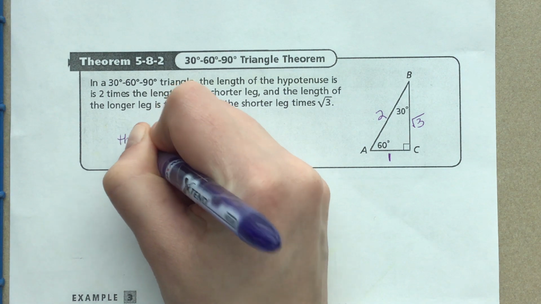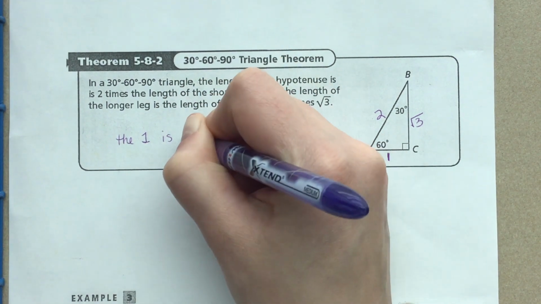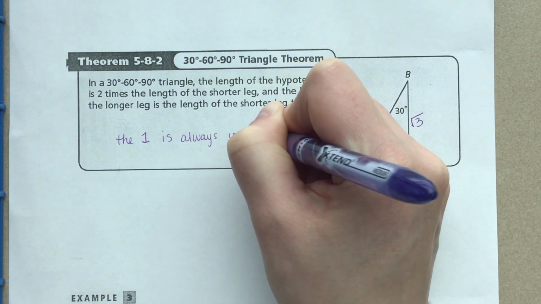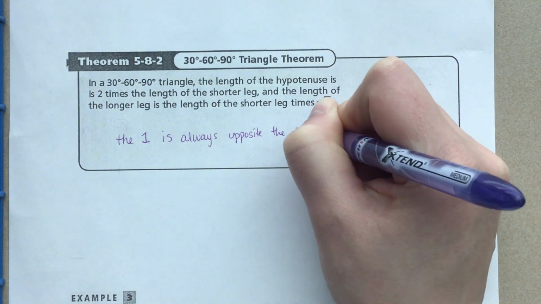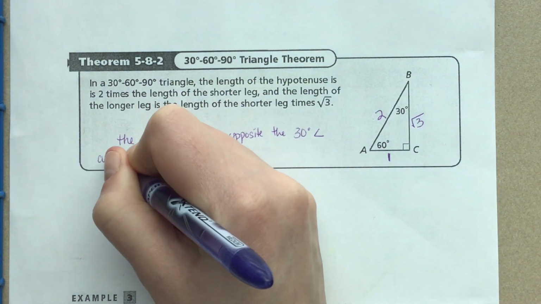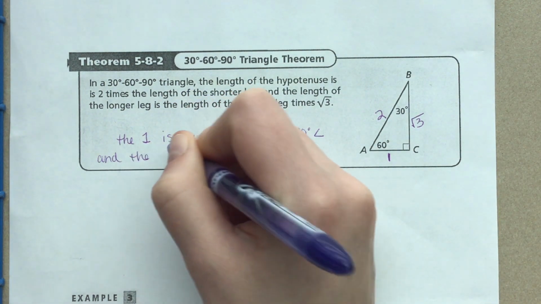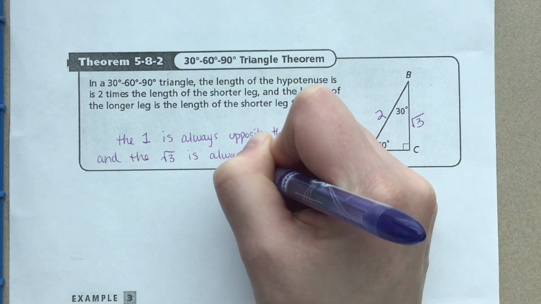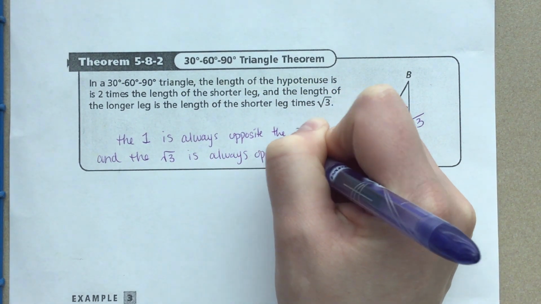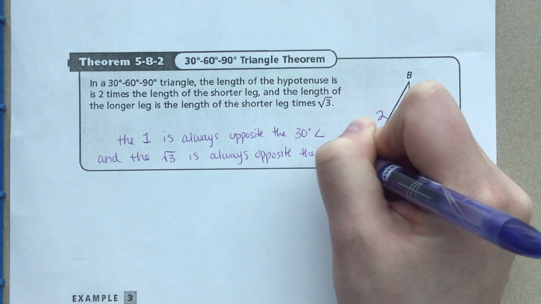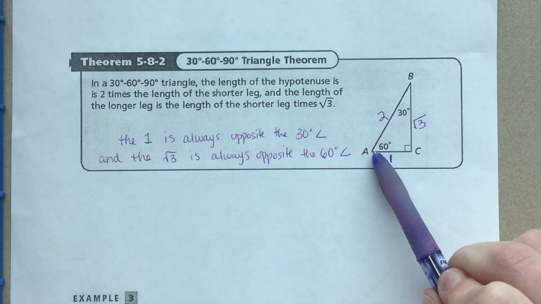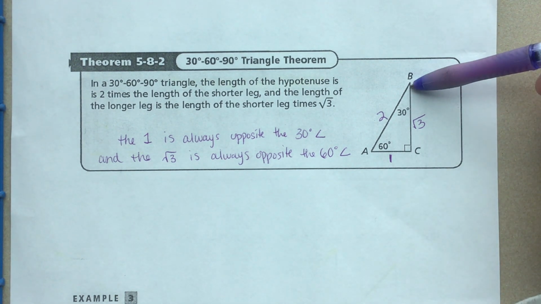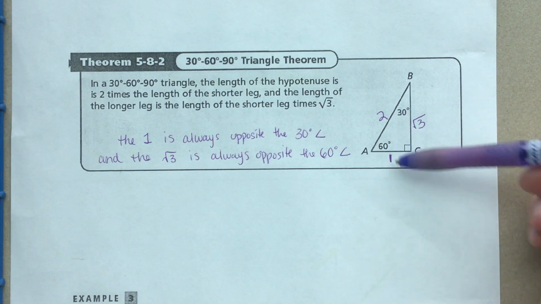The 1 is always opposite the 30-degree angle. And the square root 3 is always opposite the 60-degree angle. So notice here's the 60-degree angle. The side opposite from that is square root 3. Up here is the 30-degree angle. The side opposite from that is the 1.